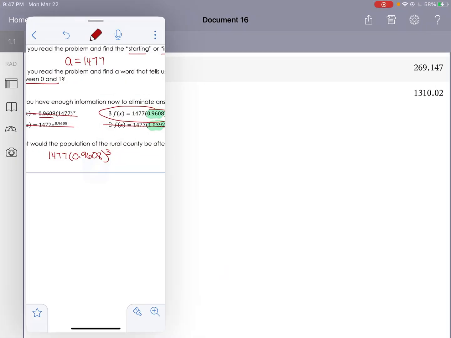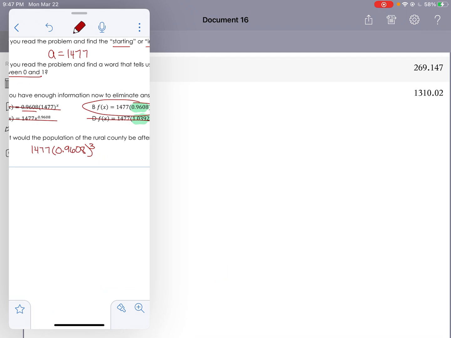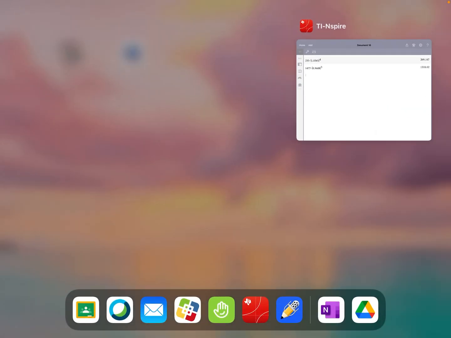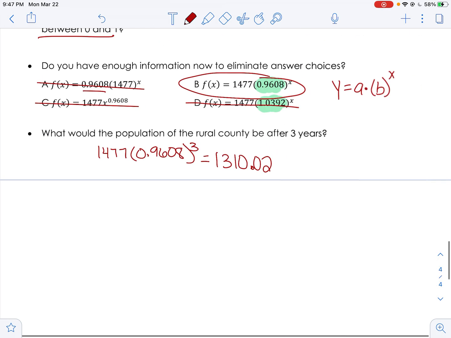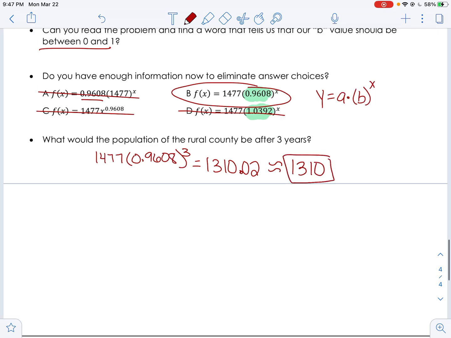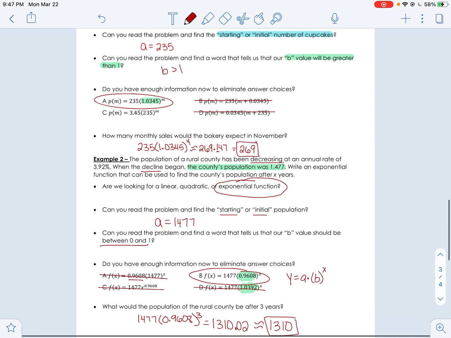Press enter. And I get a lovely decimal, 1,310.02. Okay, if you think about it, the number did go down, so that is showing a decrease, which is what we wanted. Okay, and again, we can't have partial amounts of people, so I'm going to round to the nearest whole number. So it's going to be about 1,310 people.